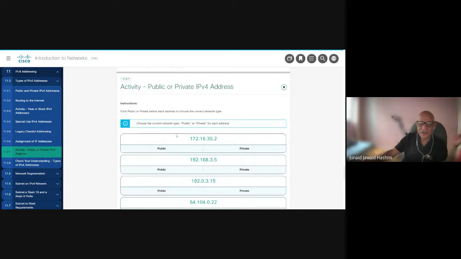Now, these days, if you are not an ISP, just a private company, you don't need a public IP address. You can use private IP addresses, and to connect to the internet, you can just use the IP address from the service provider.